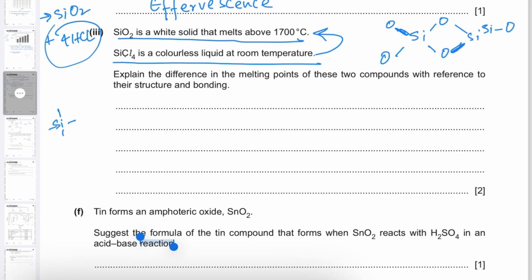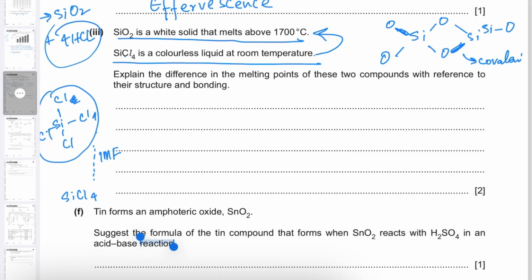only has a simple molecular structure where you have the silicon chloride unit, and there are going to be intermolecular forces between two silicon chloride molecules, and these intermolecular forces are much weaker compared to the strong covalent bonds between silicon and oxygen.